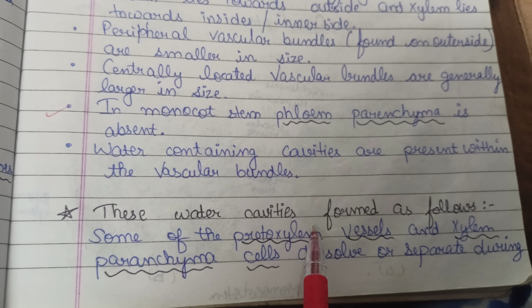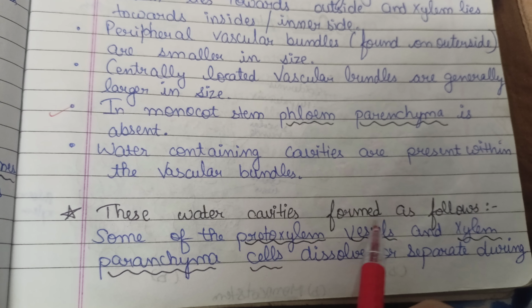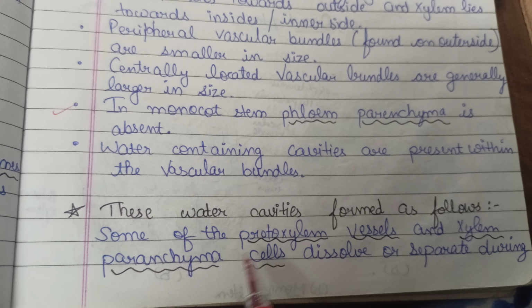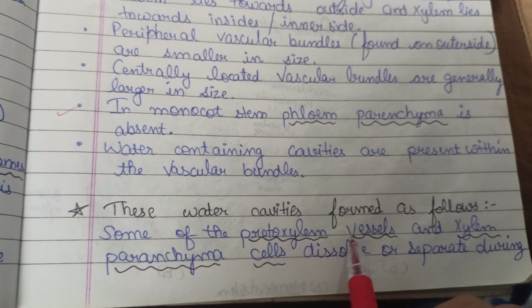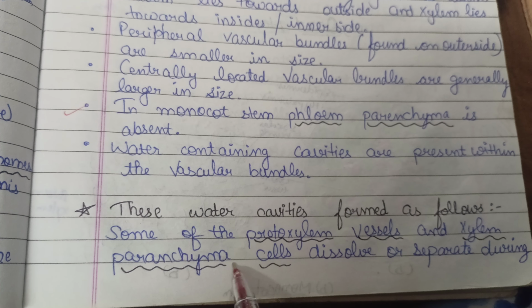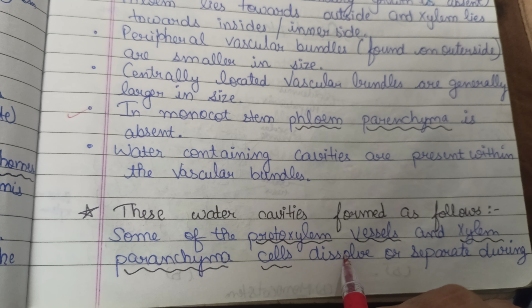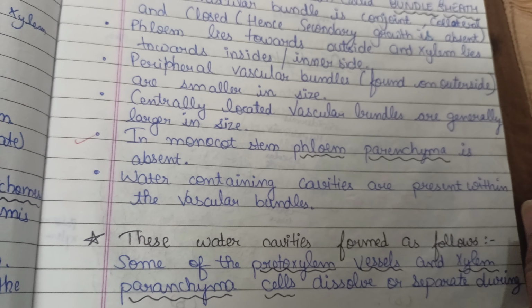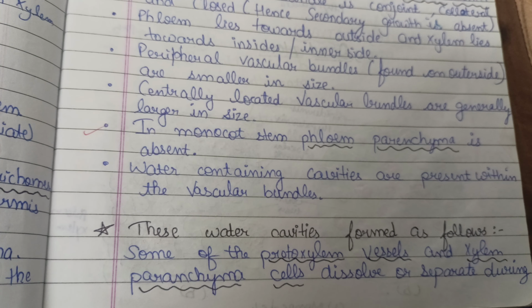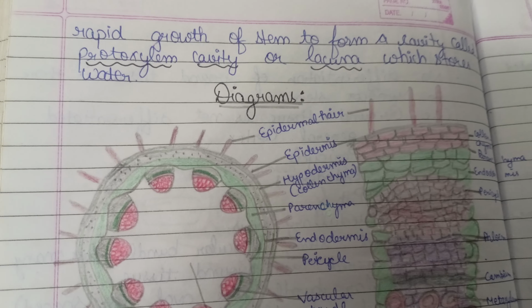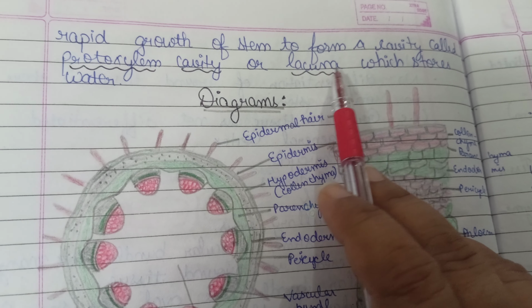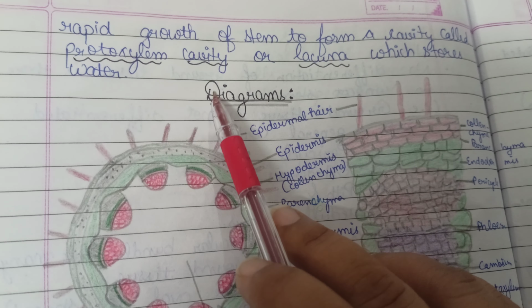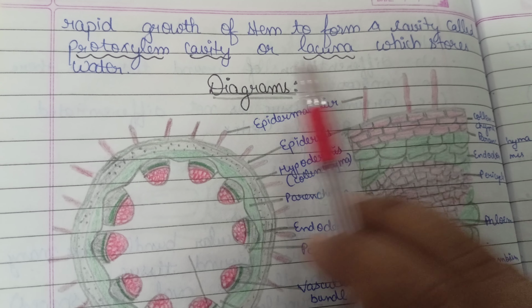Now these water cavities are formed as follows. How are they formed actually? Some of the protoxylem vessels and xylem parenchyma cells dissolve and separate from it. Rapid growth of the stem forms a cavity called protoxylem cavity or lacuna, which stores water.